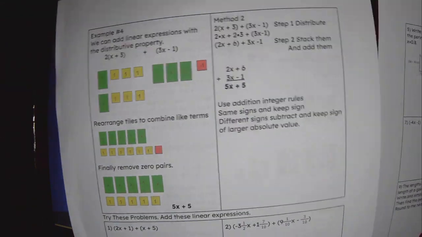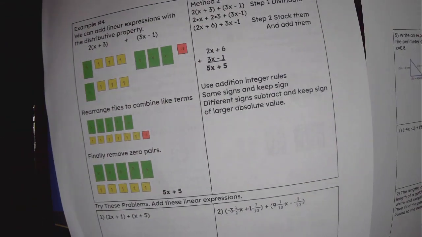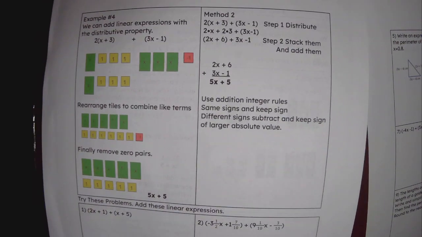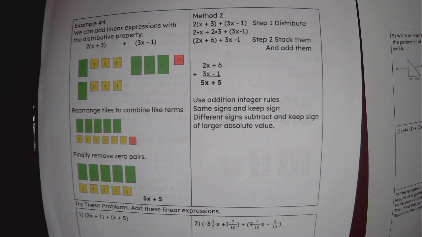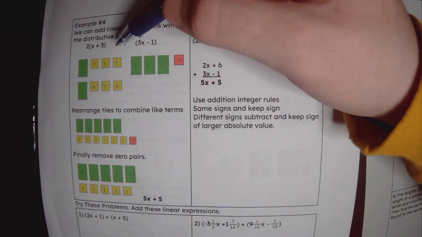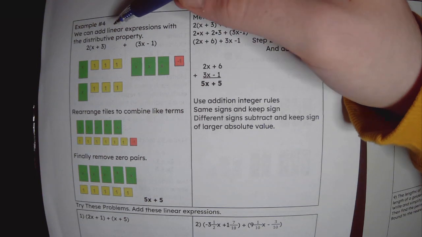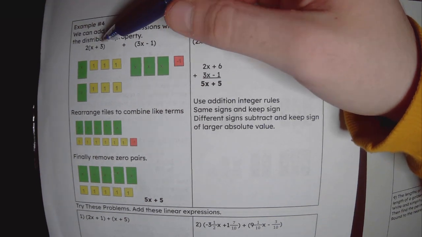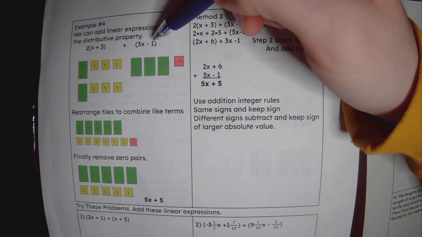All right. Here's my last worked example. And here's where it gets a little tricky. Notice that we have the lovely distributive property that's decided to show up. So we can add linear expressions with the distributive property: 2 times the quantity x plus 3 plus 3x minus 1.